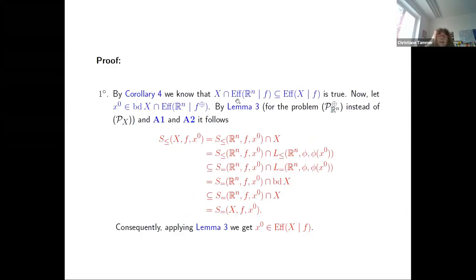From corollary 4, we know that this inclusion is true, and so we consider elements x0 belonging to this intersection. Then we can use lemma 3 and our assumptions for deriving the result. Here you can see this is the assumption A1, this is the assumption A2 that we are using, and here this inclusion follows from lemma 3. And then we have this condition such that we get, again from lemma 3, that x0 is a Pareto-efficient element of the constraint optimization problem.